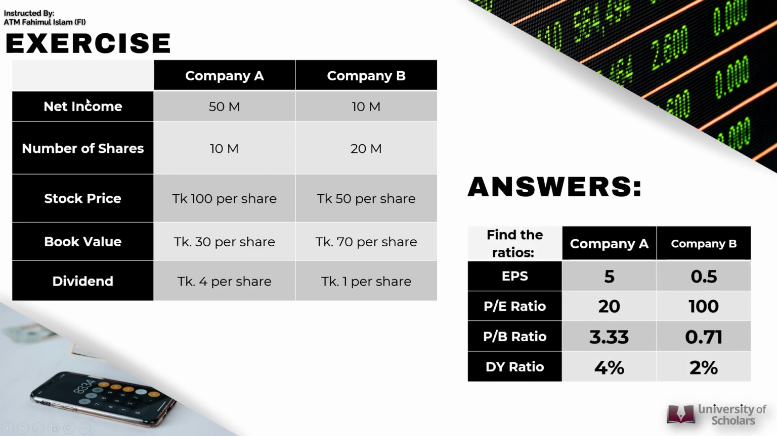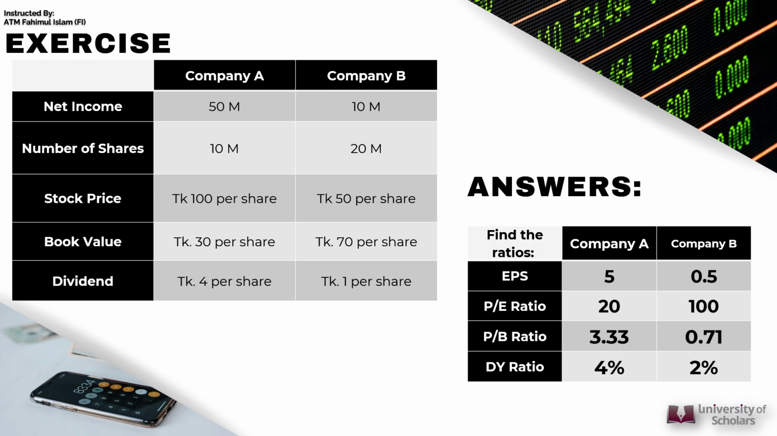For company A, we are getting a 5 taka EPS, whereas for company B we're getting only 0.5, which means company A is generating more earnings per share, indicating a strong financial performance, efficient cost management, and higher profit than company B.